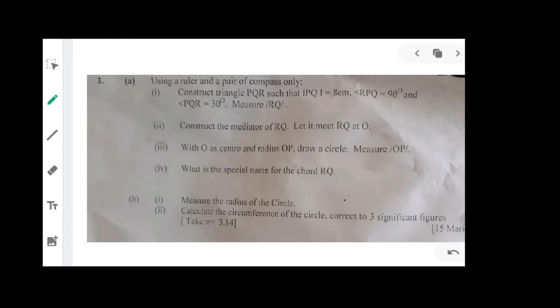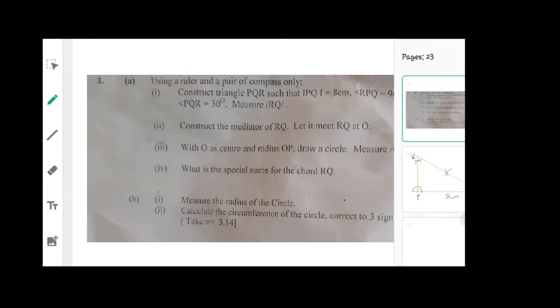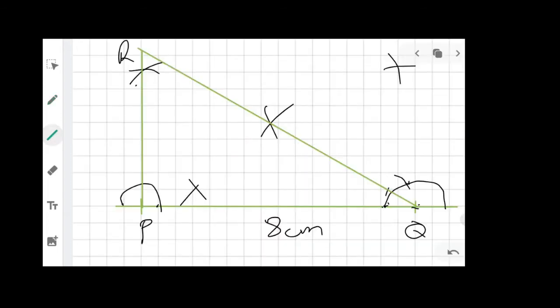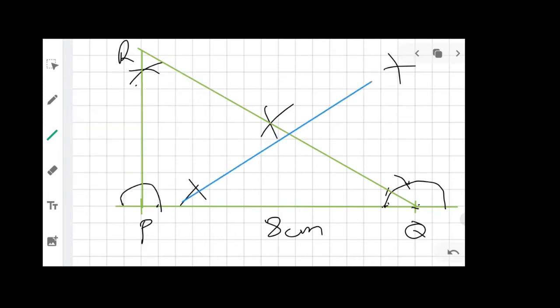So construct a mediator. What this means is we are bisecting RQ. So we start at R, open more than half. We construct an arc here and down there. This is the same at Q. We start at Q, construct. Then we get a straight line. Let's make the straight line blue because it's a mediator. So we label here as O.